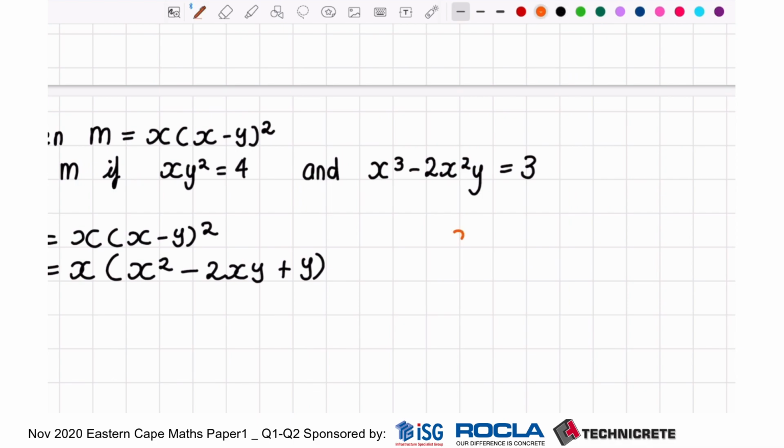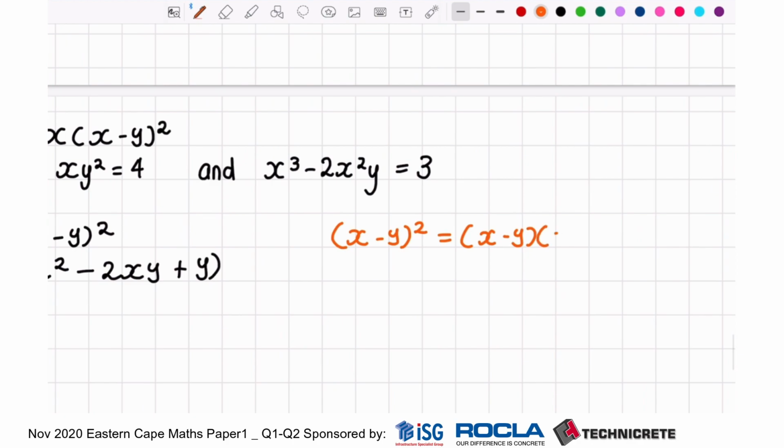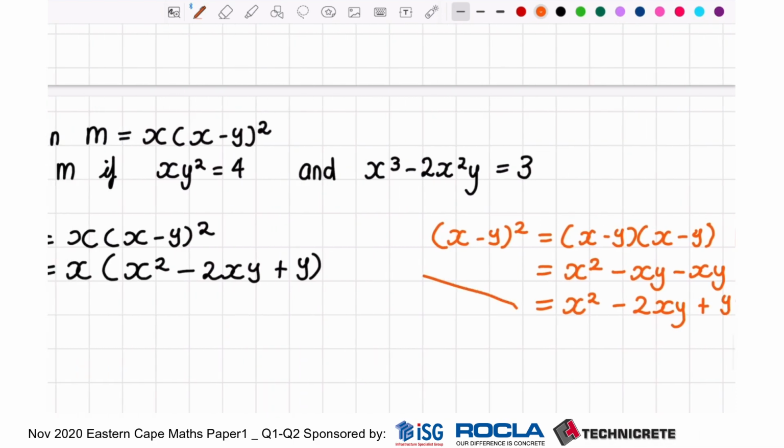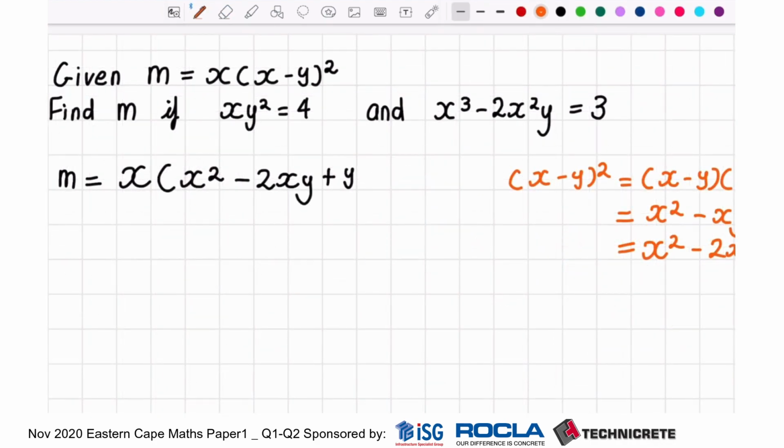Alternatively, you can notice that x minus y squared is the same as x minus y times itself. And then I can use FOIL, and I'm going to have the product of the first two terms, the product of the outer terms, the product of the inner terms, and the last two terms. And then when I simplify that, I get x squared minus 2xy plus y squared, which is exactly what I have here. What I'd have in this bracket, this should be y squared.